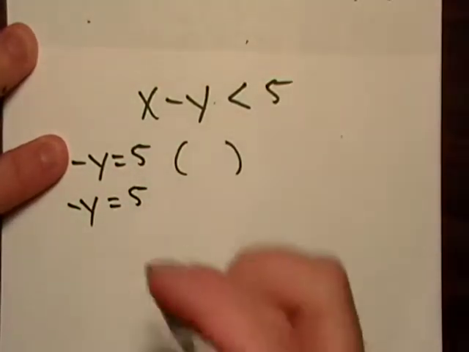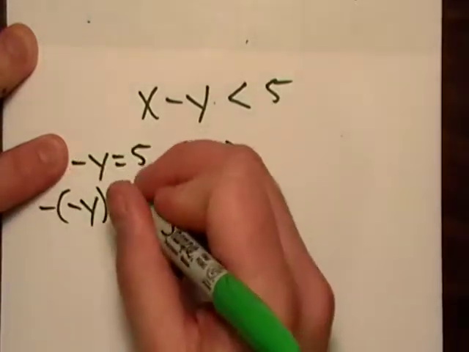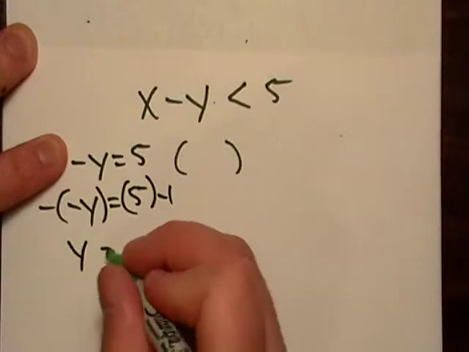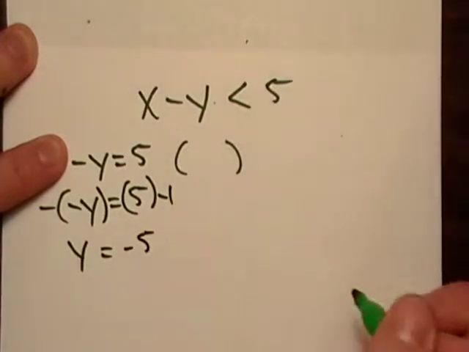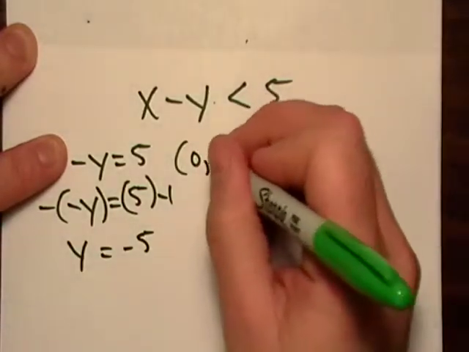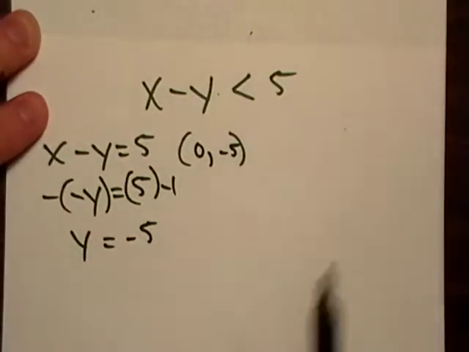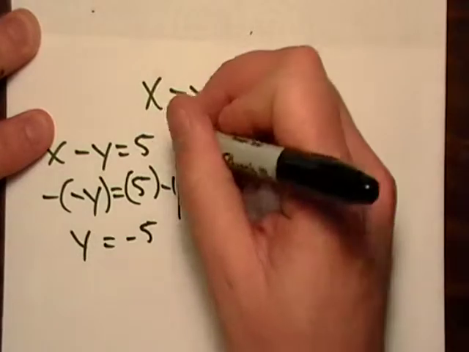If I multiply both sides by negative 1, negative times negative is a positive. Negative times a positive gives me this guy right there. I don't want to confuse you right there.